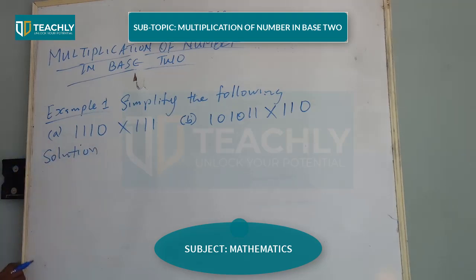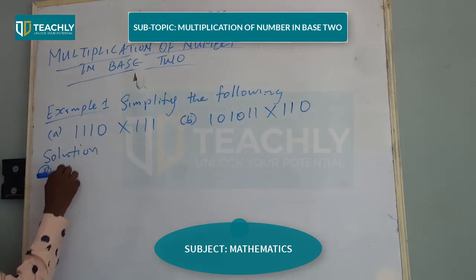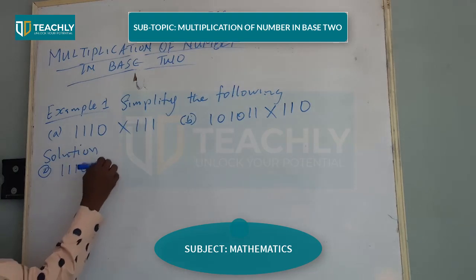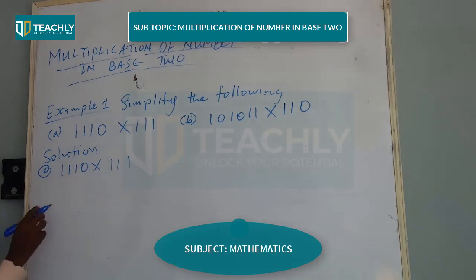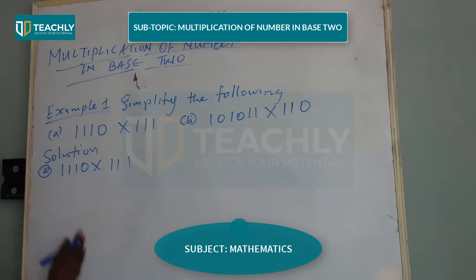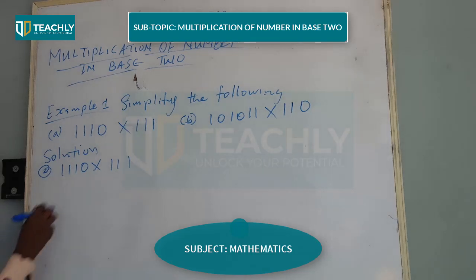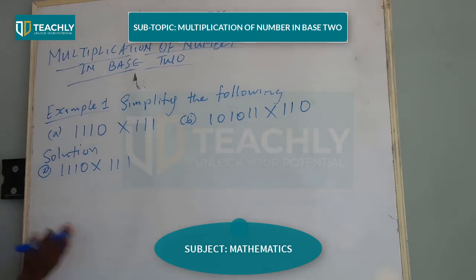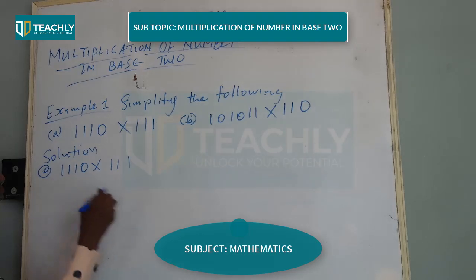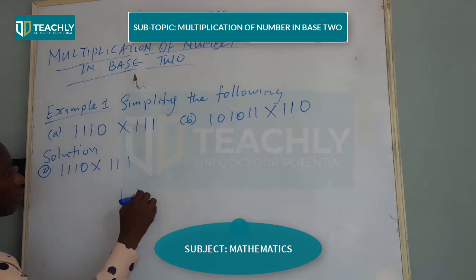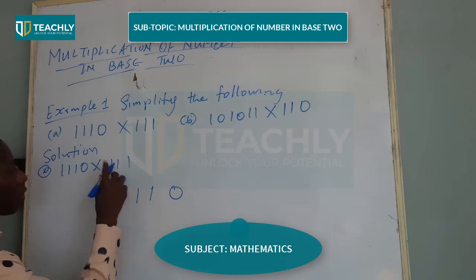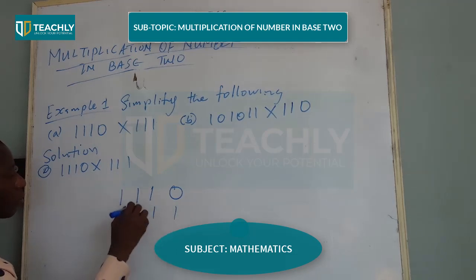So here we have 1110 multiplied by 111. The first thing is, let's rearrange. When rearranging, you need to leave space, because as I'm multiplying, the digits increase towards the left-hand side. So there's a need for enough space at your left-hand side. So you have 1, 1, 1, 0. Here we have your 1, 1, 1.